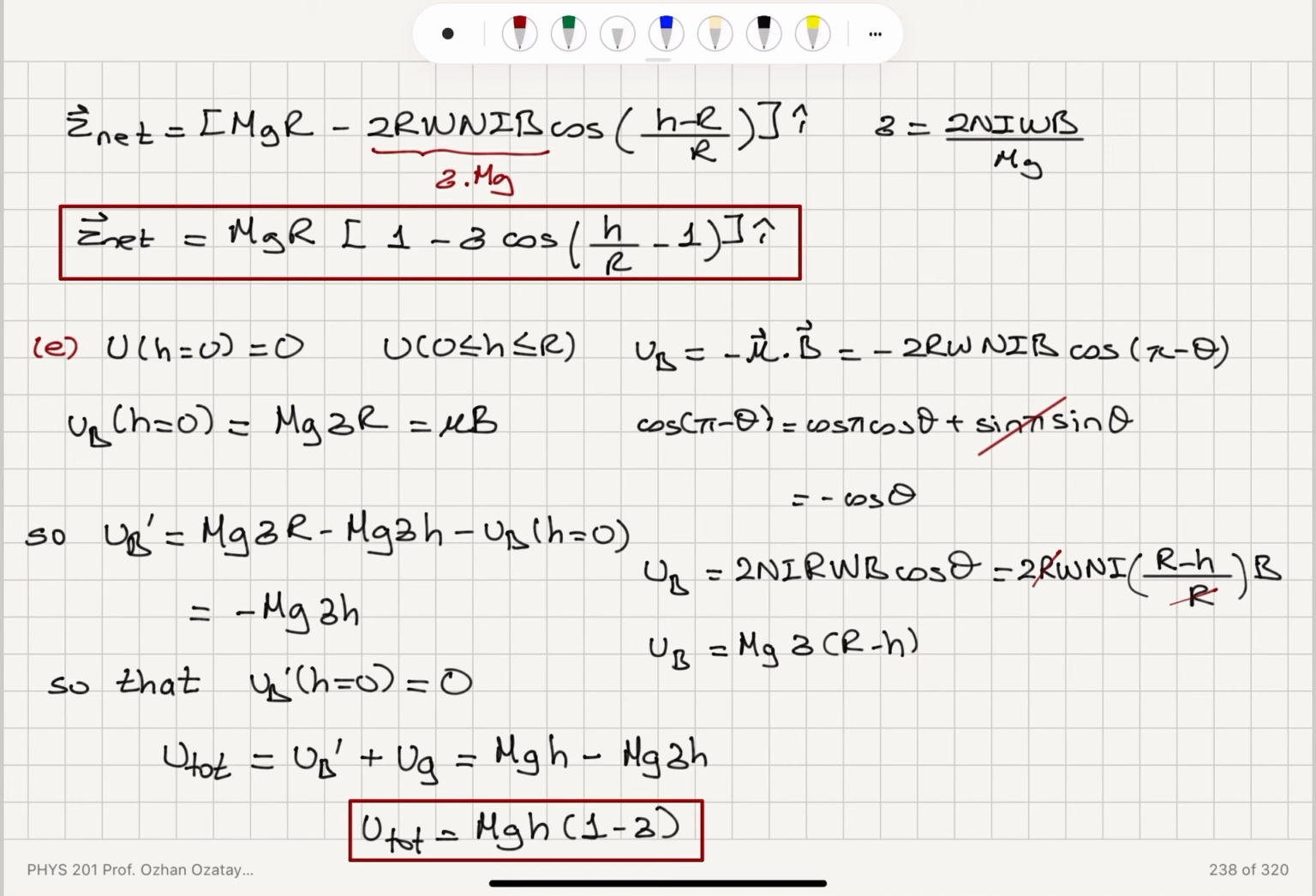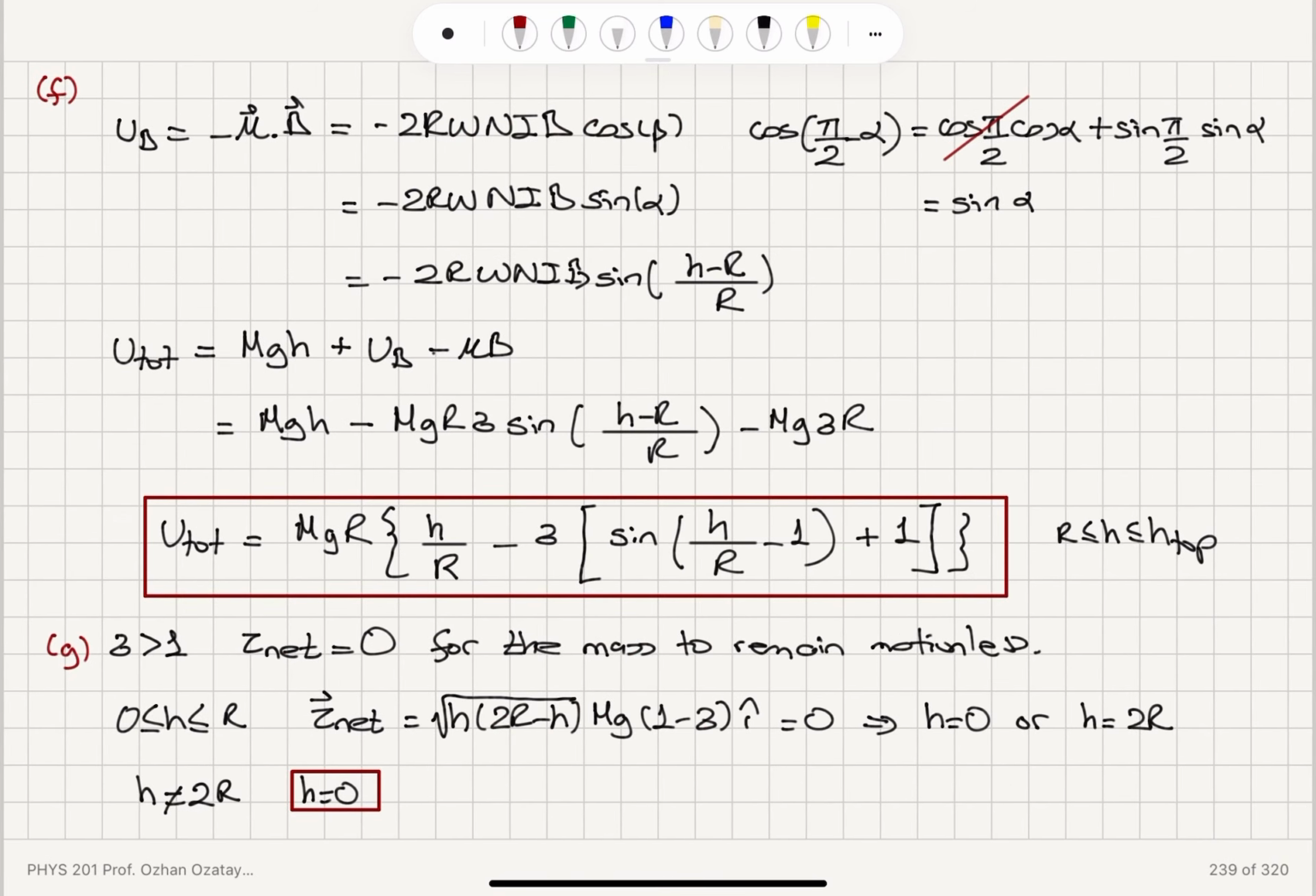If you look at the h equals 0 value, it is non-zero, mg sigma R. So that value should be subtracted to redefine the energy. So the redefined magnetic potential energy, U_B prime, is this value minus mg sigma R, which is minus mg sigma h. That's only this portion. So the total potential energy becomes the gravitational potential energy mgh plus the magnetic potential energy, minus mg sigma h. That's the value we find here.